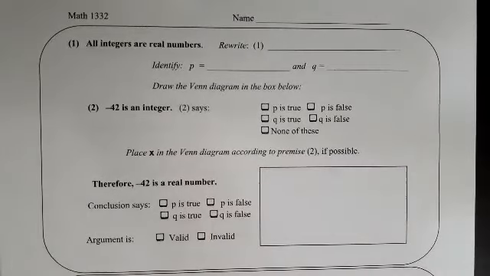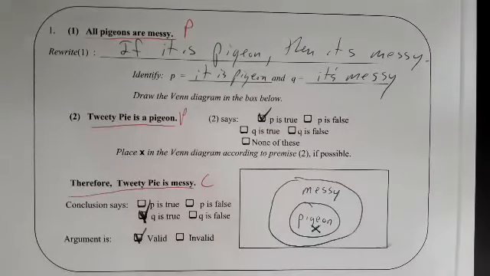All integers are real numbers. Minus 42 is an integer. Therefore, minus 42 is a real number. I didn't ask for it, but this one's a little weird because we're talking about Tweety Pie, and Tweety Pie is not real. I could also ask you for soundness.